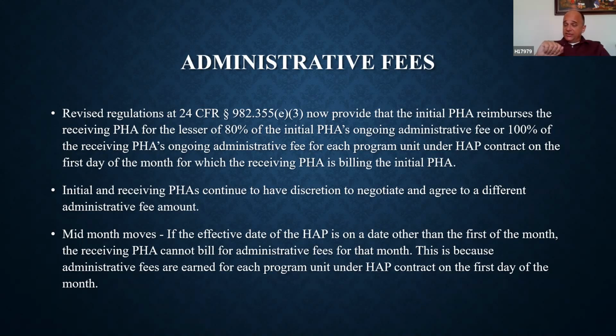Initial and receiving PHAs continue to have discretion to negotiate and agree to a different administrative fee amount. And an important comment about mid-month moves: if the effective date of the HAP is on a date other than the first of the month, the receiving PHA cannot bill for administrative fees for that month. This is essentially because administrative fees are based on the first day of the month. So if the first day of the month has passed, even though that family later leases up in that same month, the receiving PHA is not entitled to the administrative fee for that month.